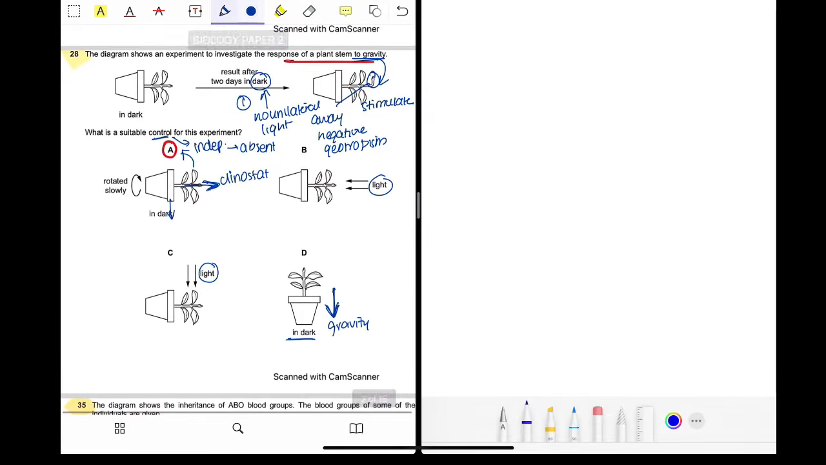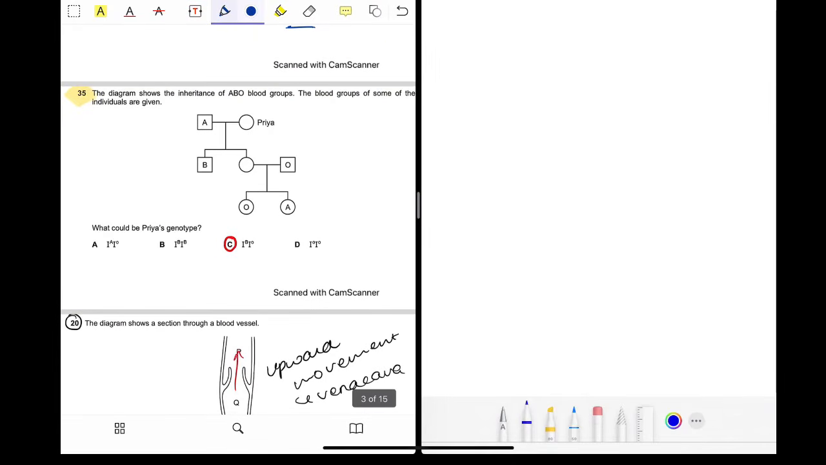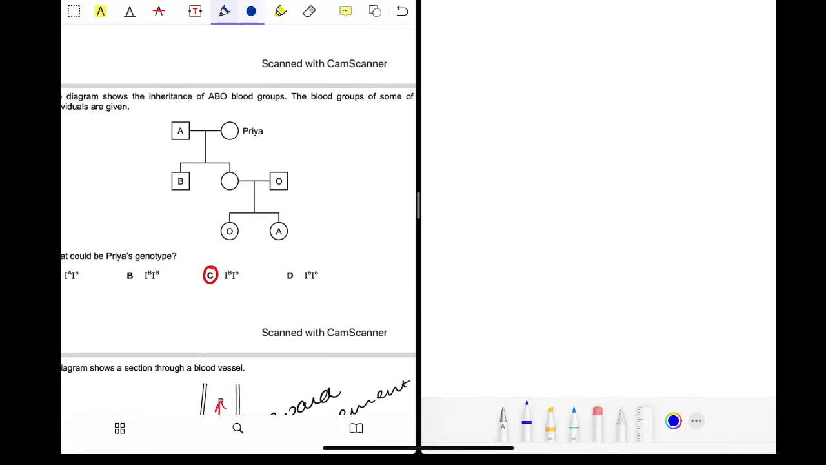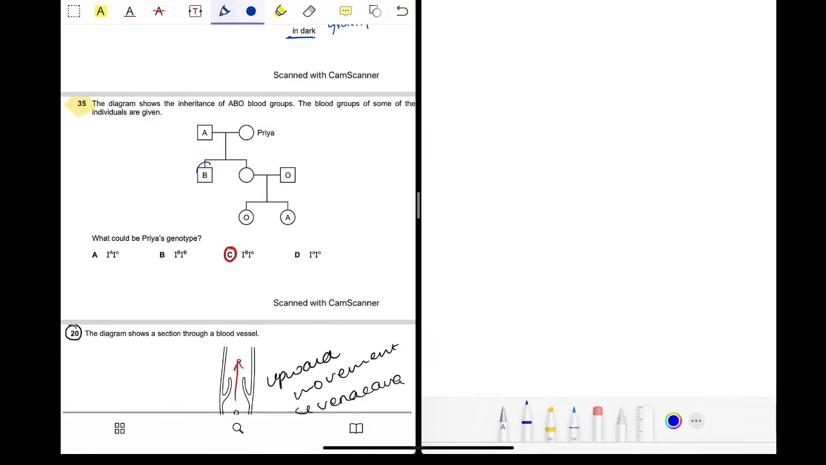Now for this one, let us look at a more detailed one. This is the question: the diagram shows the inheritance of ABO blood groups and the blood groups of some of the individuals are given. What could be Priya's genotype? These two have actually produced a child with B, which will mean obviously whichever one does not have B will be automatically cut off. So A and D are wrong.